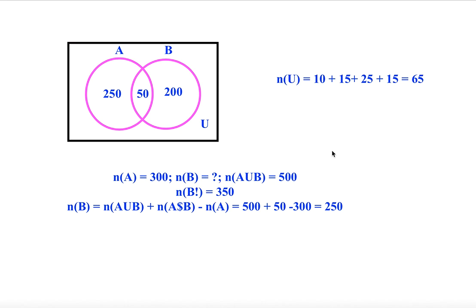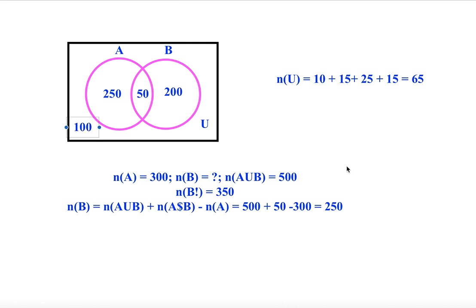Okay. What else is given? N of B dash is given. What is N of B dash? 350. Whatever is not B, that is all B dash, right? So 350 minus N of A is the remaining portion, except A and B. So 350 minus 250 is 100, right? So I'm directly writing the 100 here.